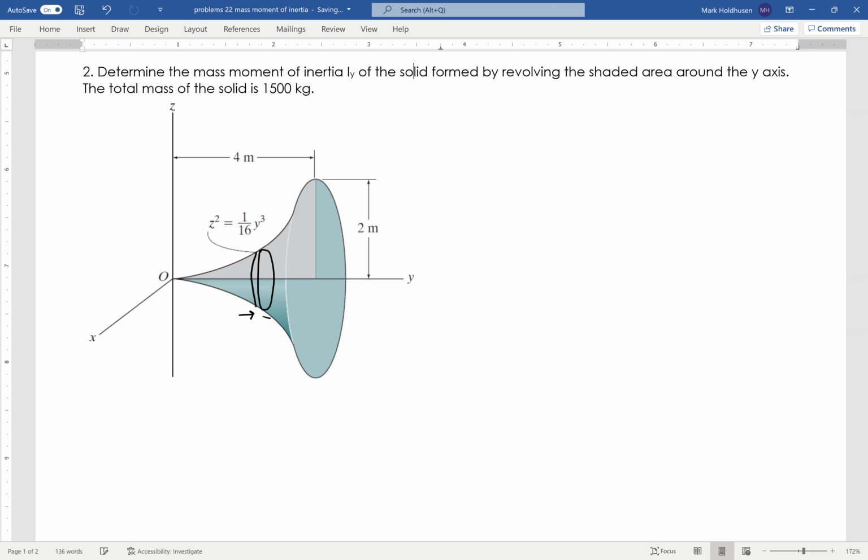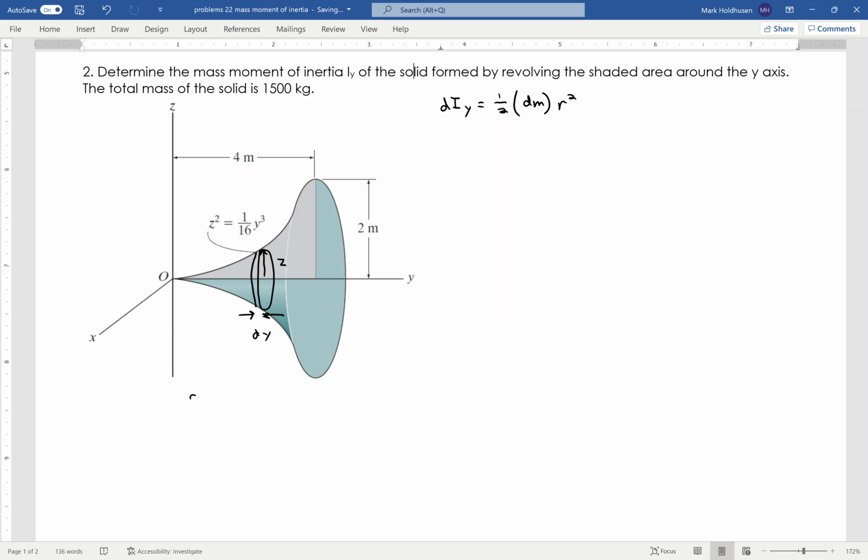So the thickness of an arbitrary disk will be dy, okay? And the radius will be basically up to that curve there, which will be z. Now, again, remember the equation that I'm going to use to find this. The moment of inertia of that thin disk is 1/2 m r squared, where m is going to be dm, and then r squared we'll talk about in a second, right? So I need to find dm.